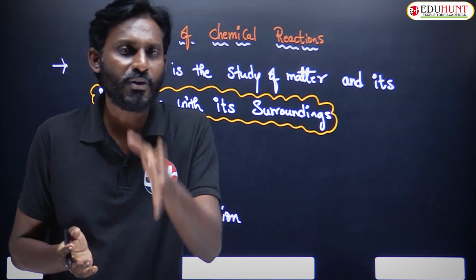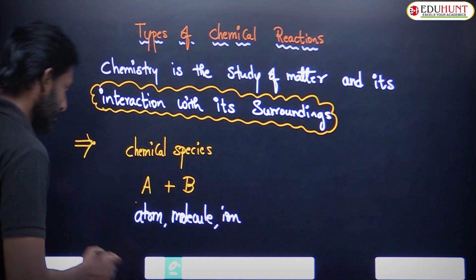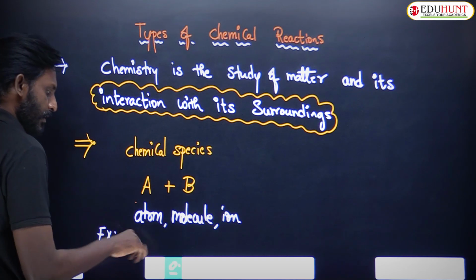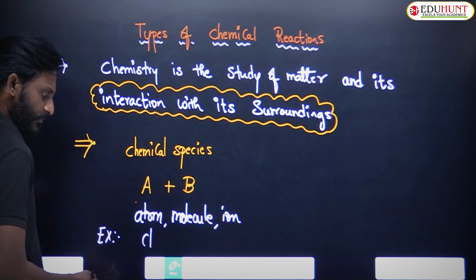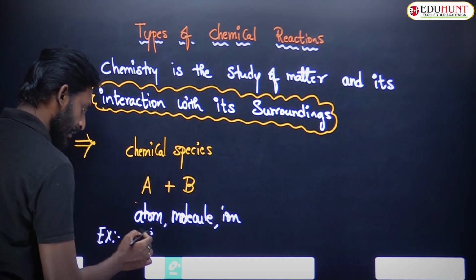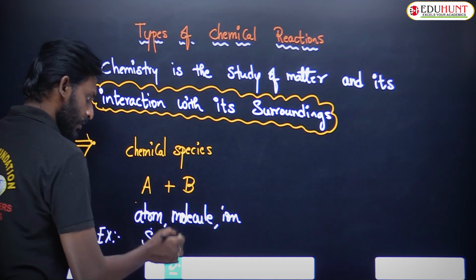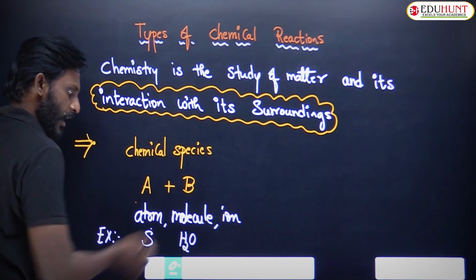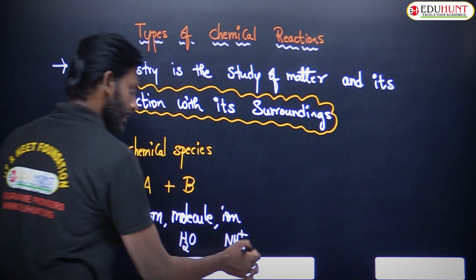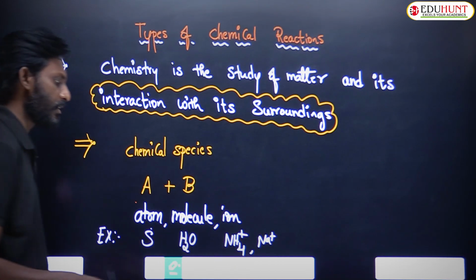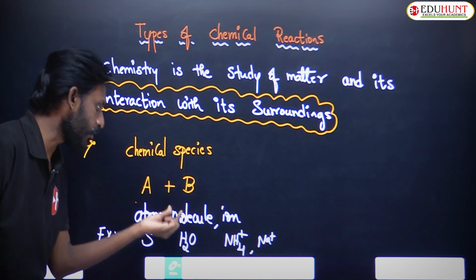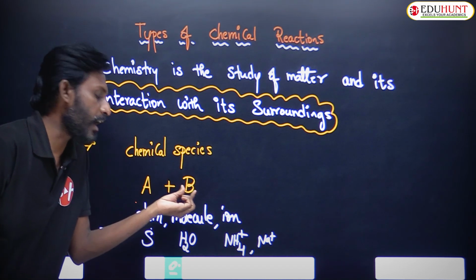I hope you know what is molecule, what is atom, what is ion. Shall I give you examples? For atom, let's take chlorine atom, or let me take sulfur atom. Molecule, H2O molecule. Ion, Na+ ion or NH4+ ion or Cl- ion. So a chemical species can be an atom or molecule or ion interacting with other chemical species.